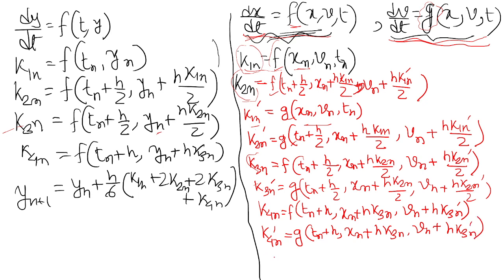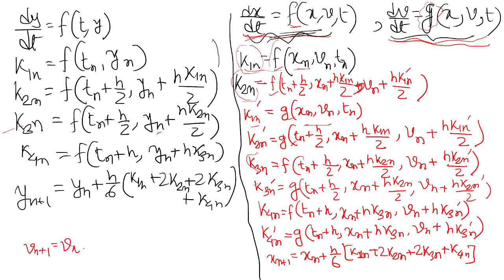So from all these coefficients, we can write that xn plus 1 will be equal to xn plus h by 6 times k1n plus 2 k2n plus 2 k3n plus k4n, and we can write the v update equation as vn plus h by 6 times k1n prime plus 2 into k2n prime plus 2 into k3n prime plus k4n prime. So these are the updates.